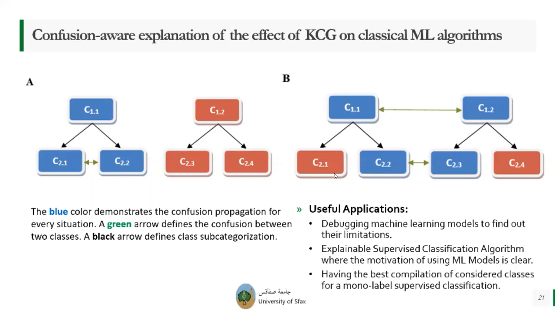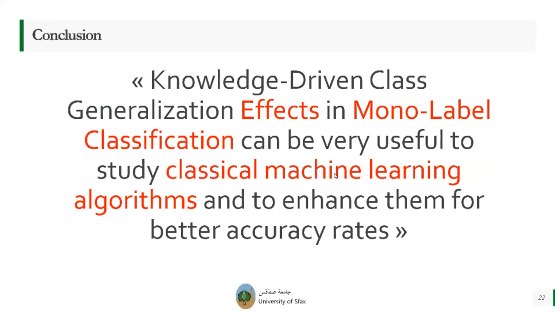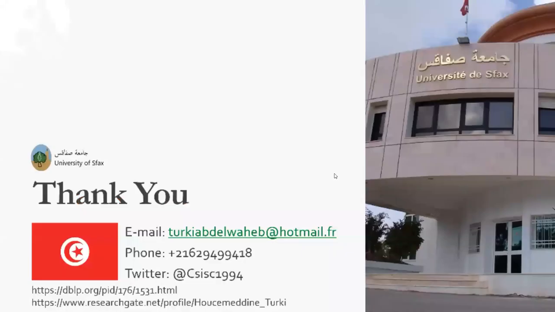The third application that we think of is that this can help us to have the best compilation of the considered classes for a monolabel supervised classification. In fact, we can just do all the possible combinations and find out how the categories should be to have the better accuracy for our application. To sum up, knowledge-driven class generalization effects in monolabel classification can be very useful to study classical machine learning algorithms and consequently to enhance them for better accuracy rates.